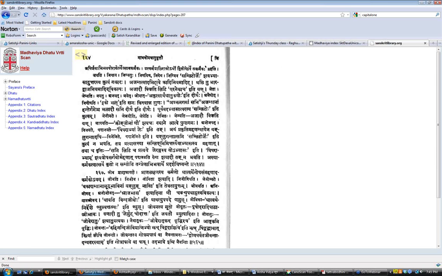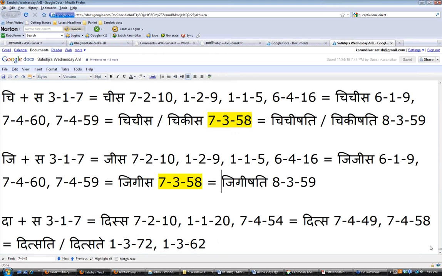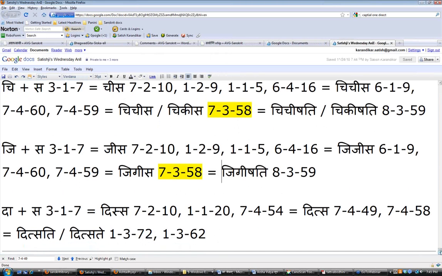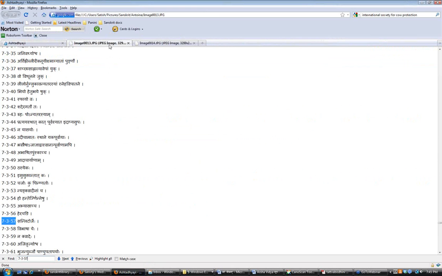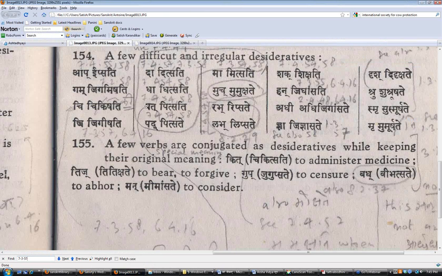Jigishati. Ekam eva rupam. Okay, no more copy paste. And also the sutra number, Satishji, 7357 for this one. Copy paste again. God, 7357. Okay, 57. Yes, thank you. Okay, next one. That's all the same, Satishji, right? Da. Yeah, Dha. Da is the same. Copy paste again. You just said not to do that.